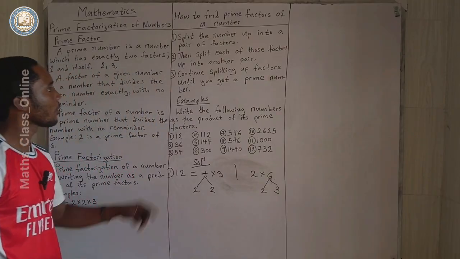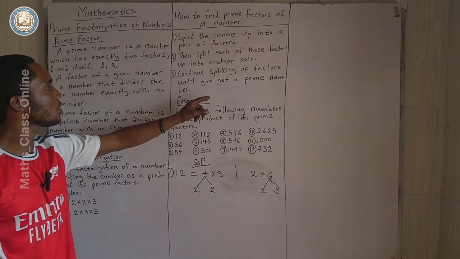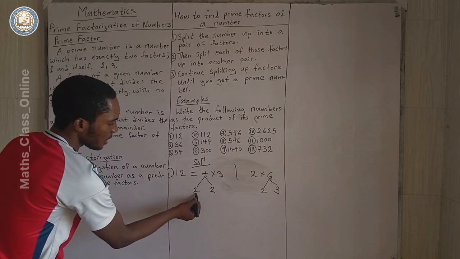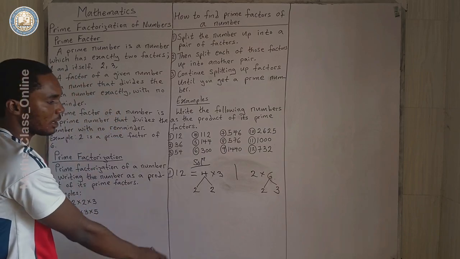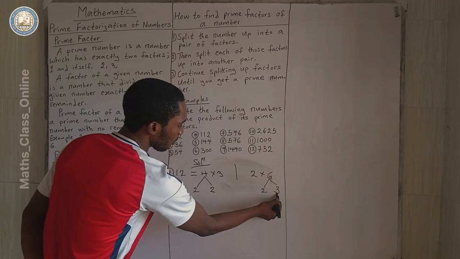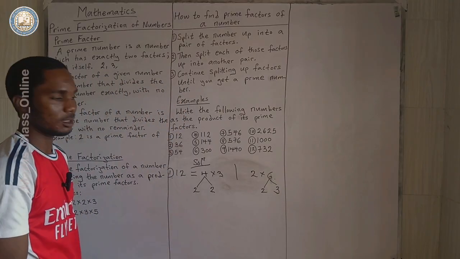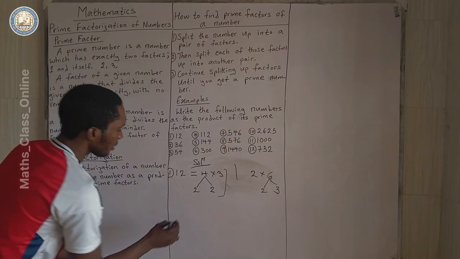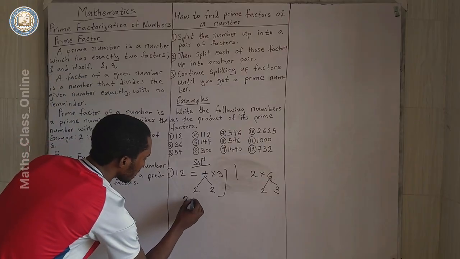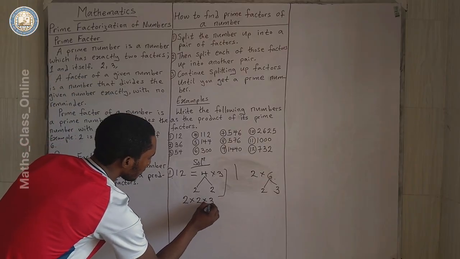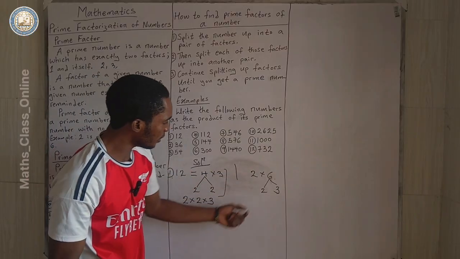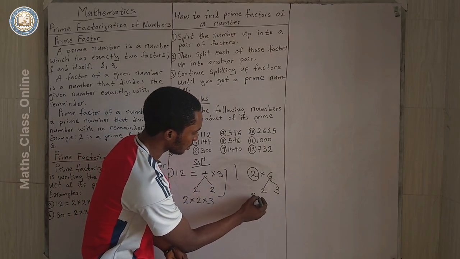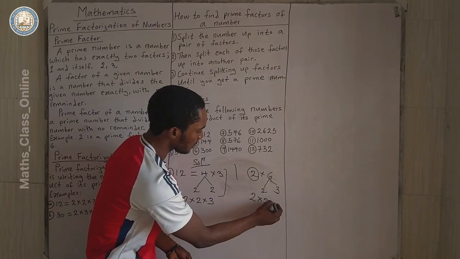Step 3. Continue splitting up factors until you get a prime number. This is a prime number. This is a prime number. That means we are not going to split them again. This is a prime number. This is also a prime number. That means we are not going to split them again. So if we are using this, the prime factors of 12 are 2 times 2 times 3. And the factorization of 12 here is also 2 times 2 times 3.